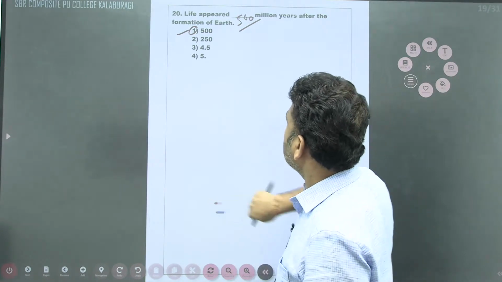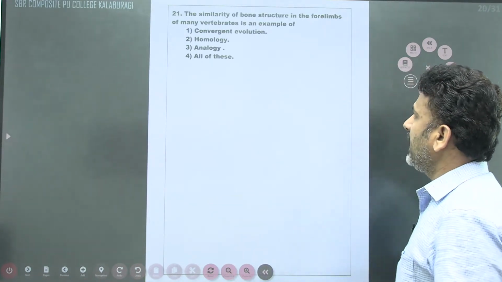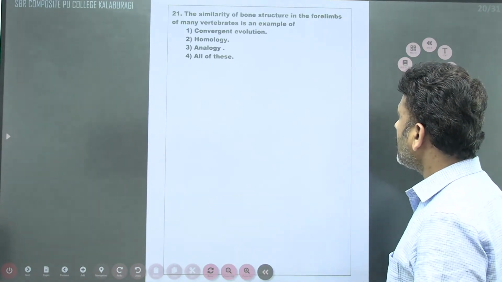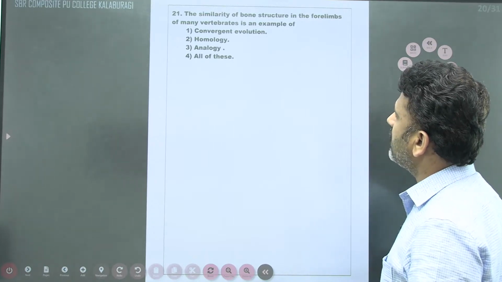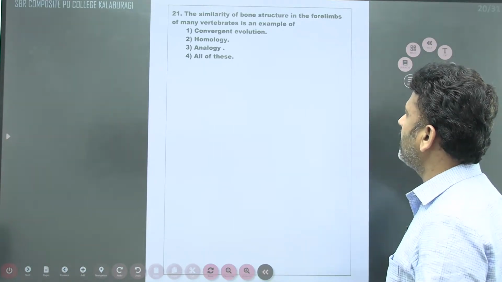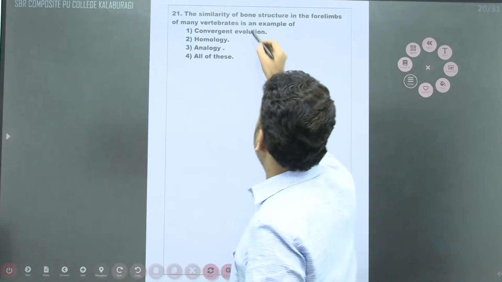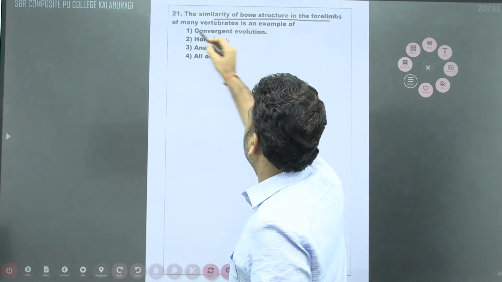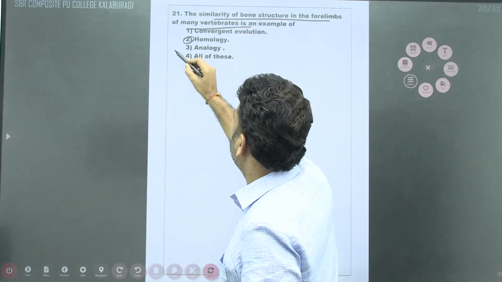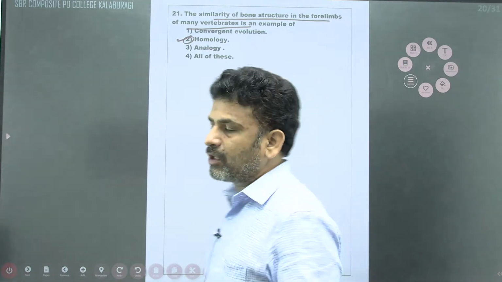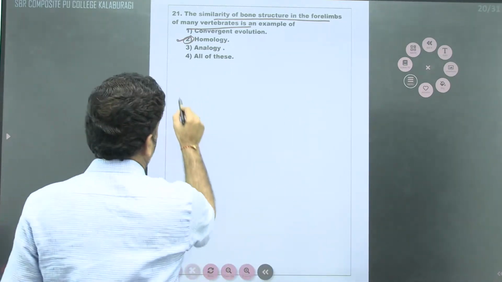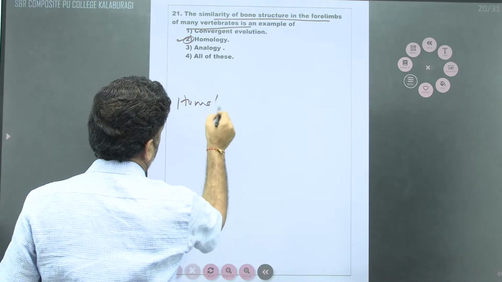Next, the similarity of bone structure in the forelimbs of many vertebrates is an example of homology. So this is the best example for homologous organs.